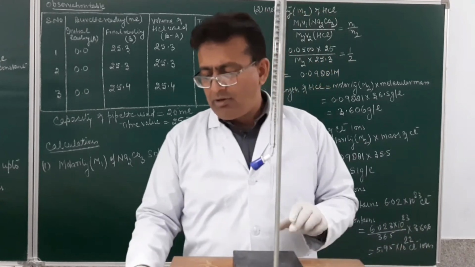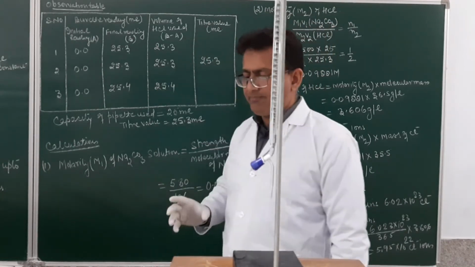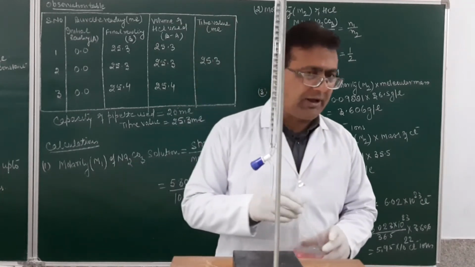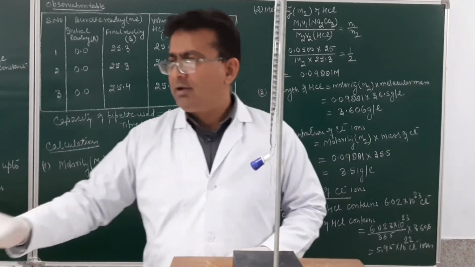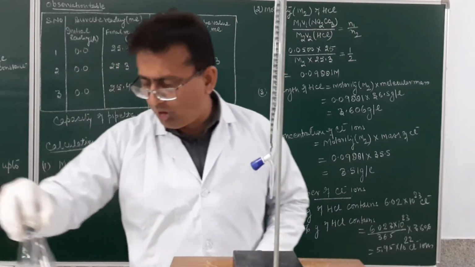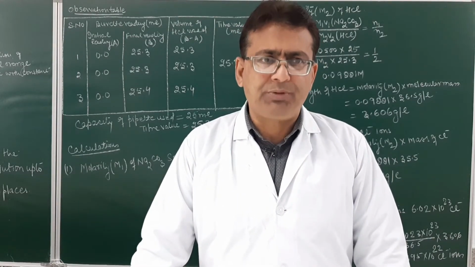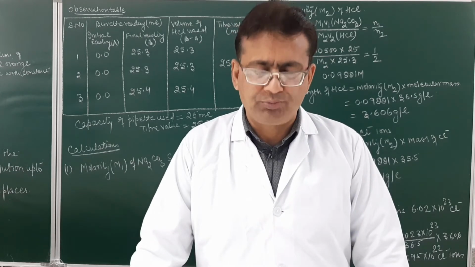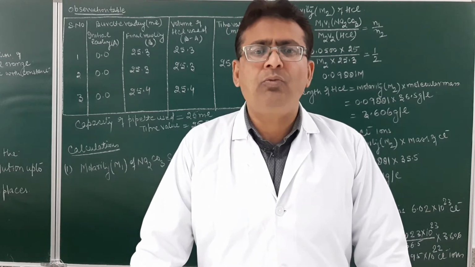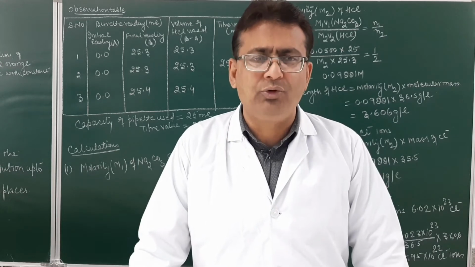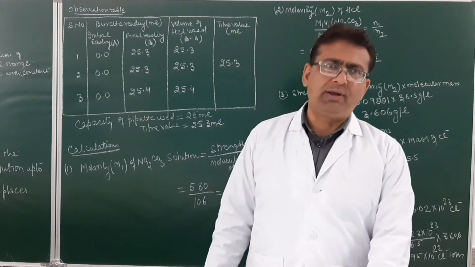So this way, the first titer value will be obtained, and I will make the observation table then. What is the first titer value obtained? This is 25.3. In the same manner, we will carry out the practical again. So students, when the persistent pink color is obtained, it means the point of neutralization has been obtained, that is the end point of the titration, and the indicator shows a slight pink coloration as soon as the solution becomes slightly acidic in nature.